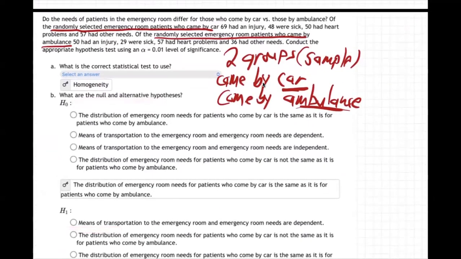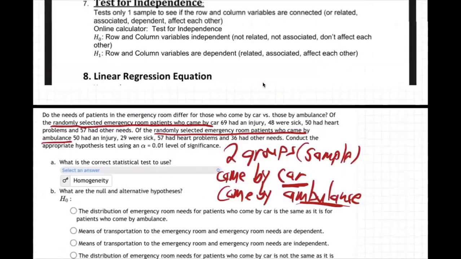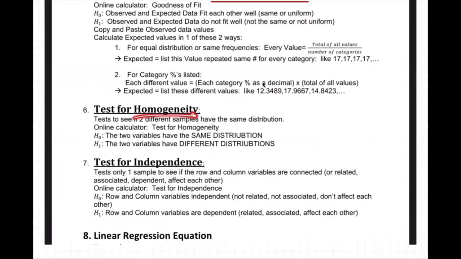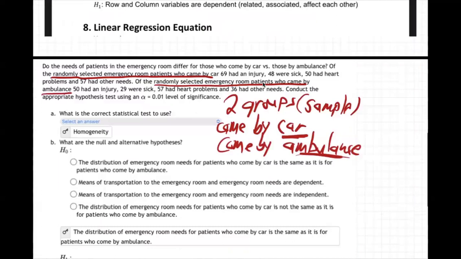What's the alternative hypothesis? Null is H0, alternative is H1. What are they? Well, you can tell right here. Once you know it's a test for homogeneity, it says right here, H0: the two variables, the two groups, two samples are the same. H1 is they're different, same and different. So we go, oh, okay.